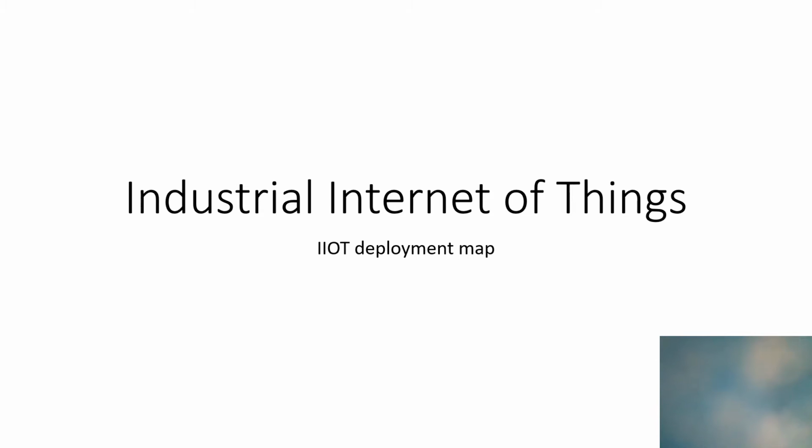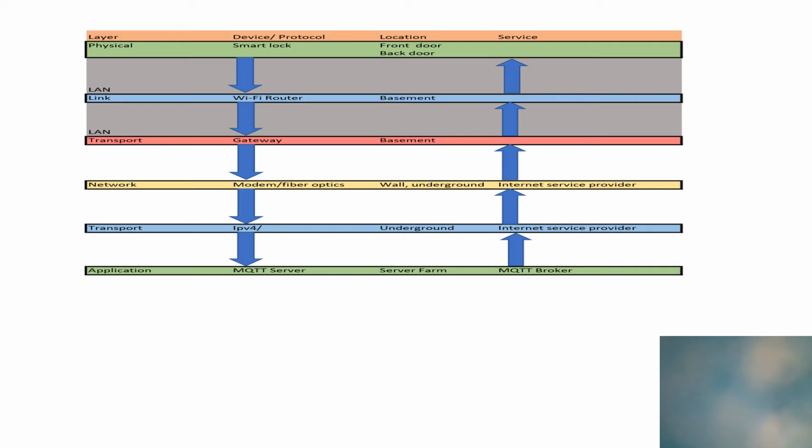Hello, this time we're going to be focusing on Industrial Internet of Things, and we're going to look at an IoT deployment map. We were given four scenarios and then a fifth one where we were supposed to come up with how to deploy an IoT.